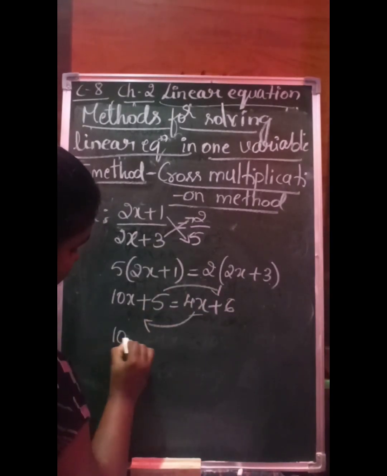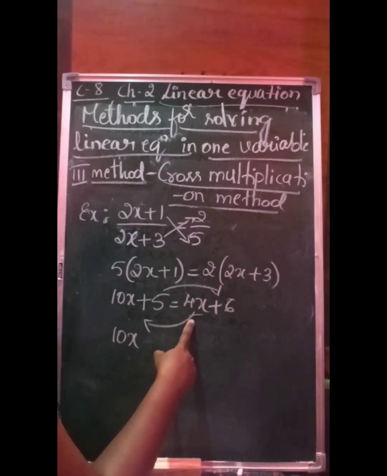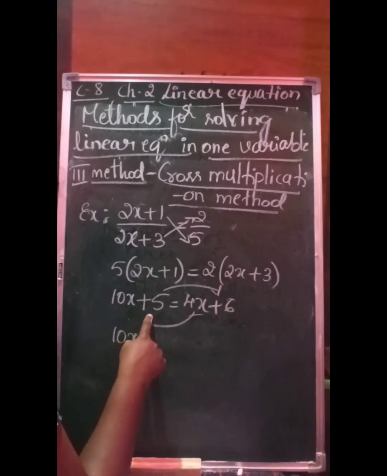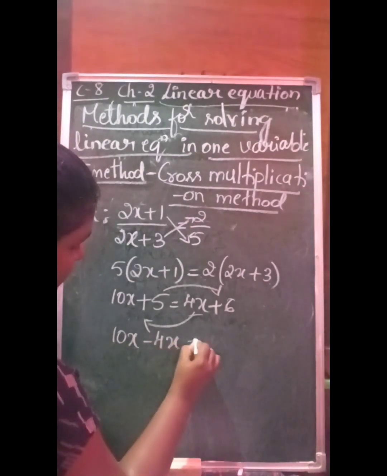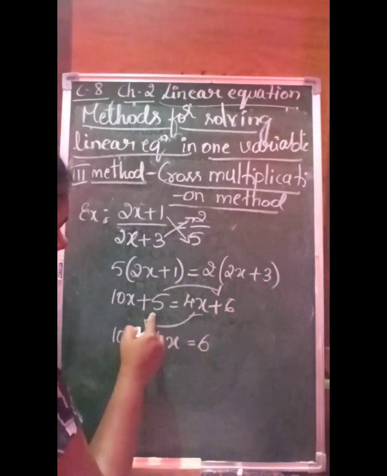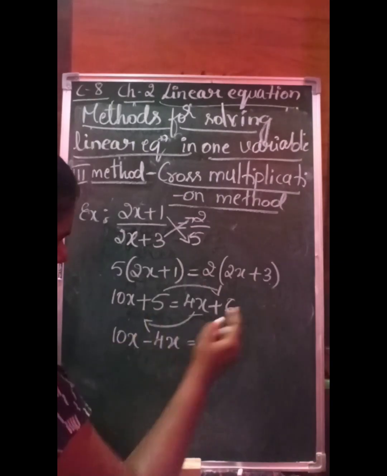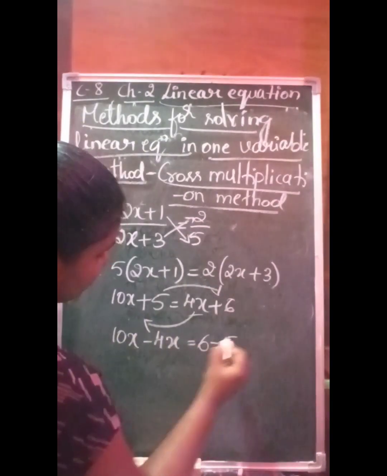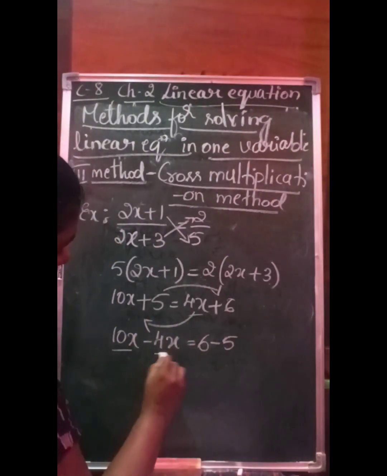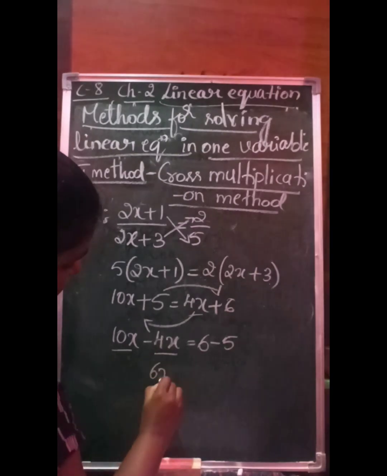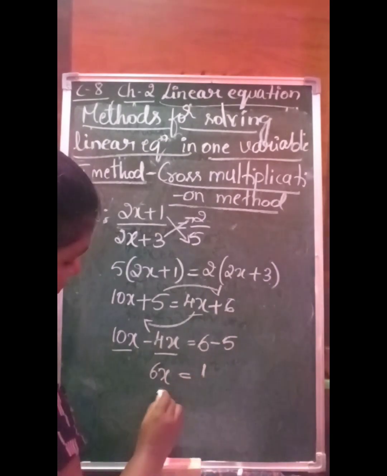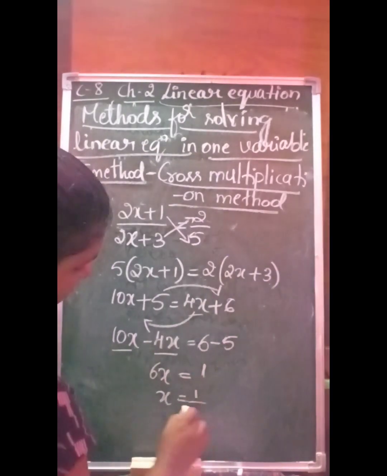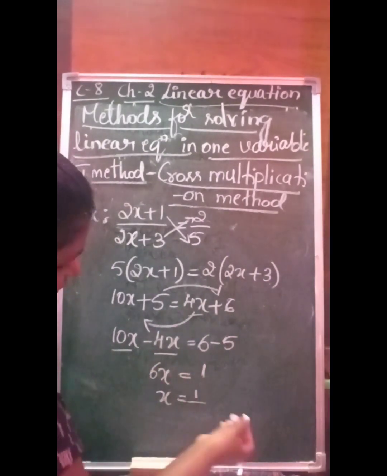So 10x, when this plus 4x comes to the left hand side, it will change its sign and become minus 4x. Then this plus 5, when it goes to the right hand side, it will become minus 5. So 10x minus 4x, that is 6x, equals 6 minus 5, which is 1. So x equals 1 by, send this 6 to the denominator.